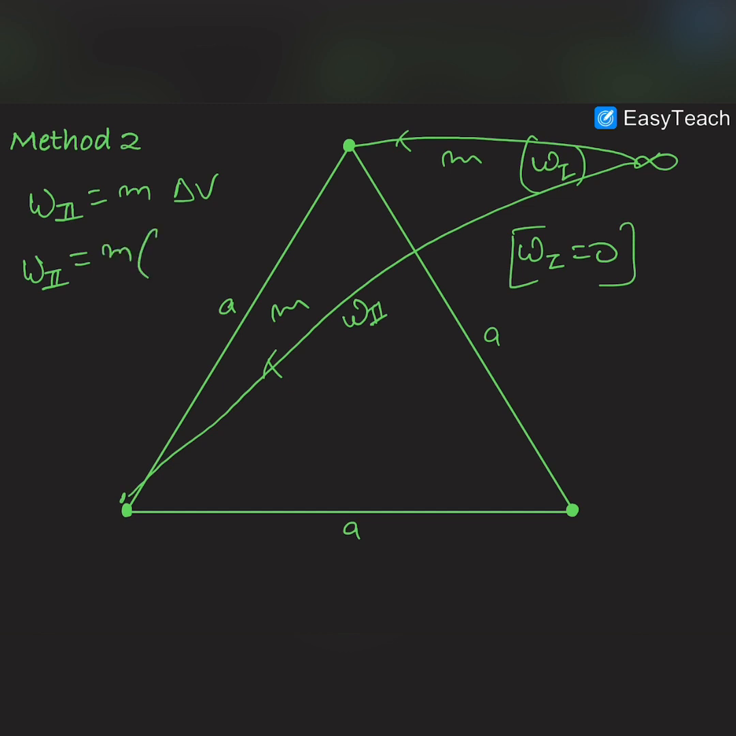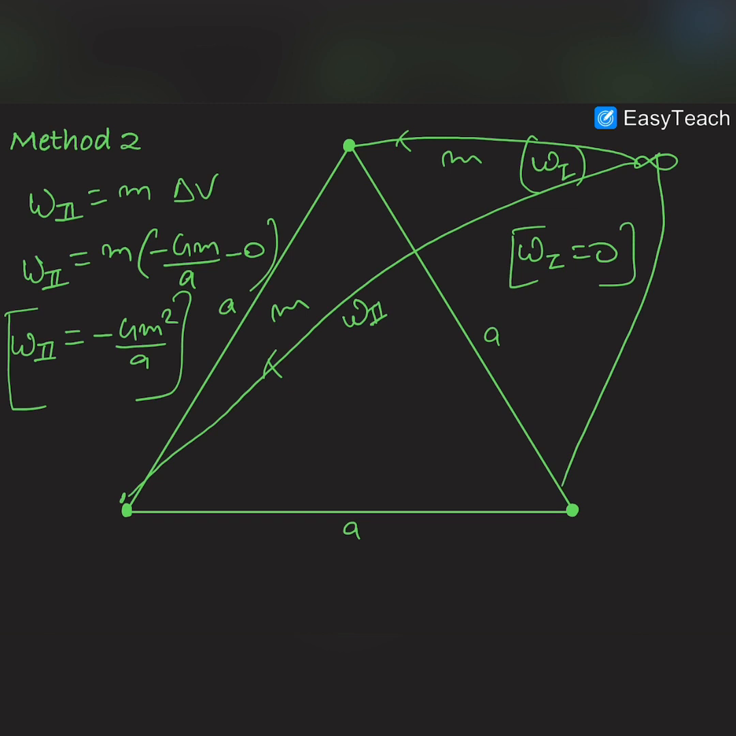Now V of this point would obviously be due to this mass only. So this would be minus G m by a, and the potential at infinity would be 0. So the work done, W2, would be equal to minus G m square by a. And now we bring the third mass here. W3 is the work done in bringing this third mass.